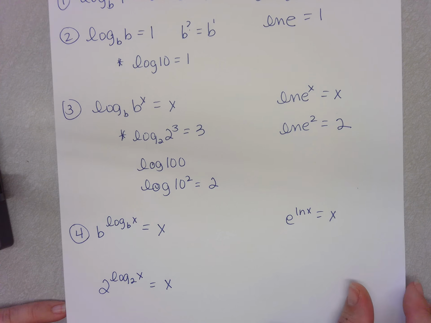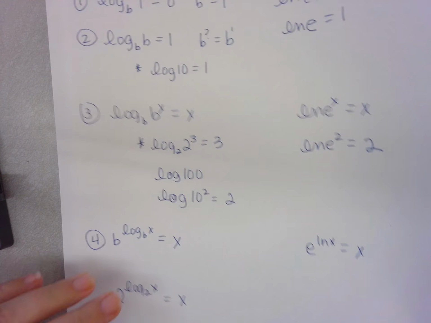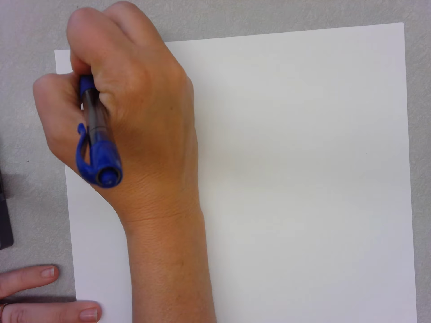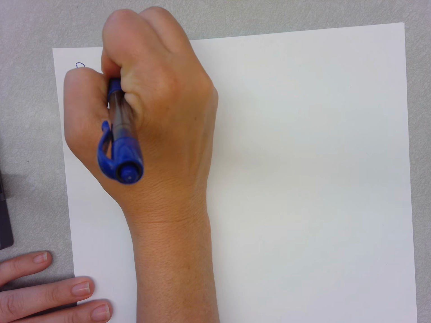Alright, so those are our most basic ones. So now we're going to learn a few more that are a little bit more complicated. This one kind of has a familiar name to it, but it's in context of logs this time. It's called the power rule. Actually, we're going to start with the product rule. I got ahead of myself a little bit here.